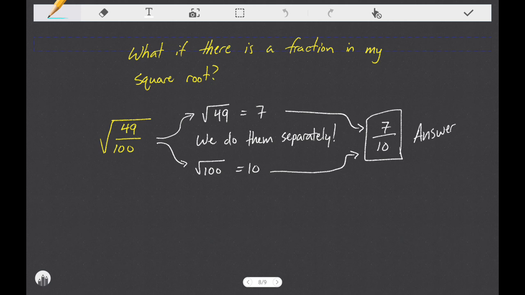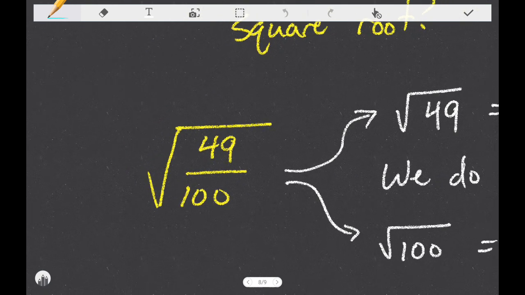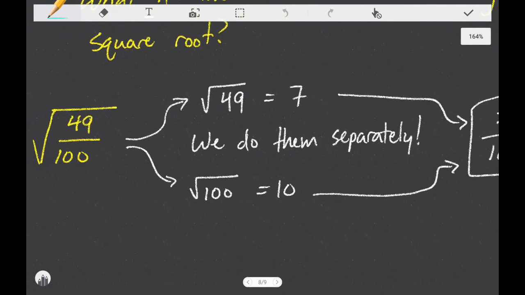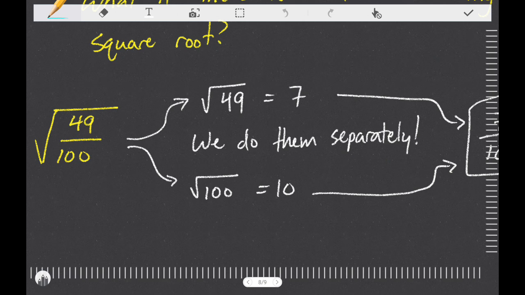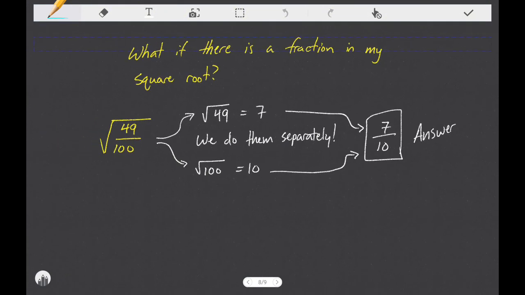And the last burning question of the day, of course, is what if there's a fraction inside my square root? What the heck do I do if this is what they show me? Well, it's pretty simple. All we do is we break them apart. We do them separately. We do the square root of 49, and we do the square root of 100. So the square root of 49, I know is 7, because 7 times 7 gets me 49. So working backwards from that, I know that I will get the number 7 here. And then I know, as we talked about earlier, that 10 times 10 gets me exactly 100, so I have 10 here. And then all I gotta do is bring them back together, leave the numerator on top, the denominator on the bottom, and 7/10 will be my answer.